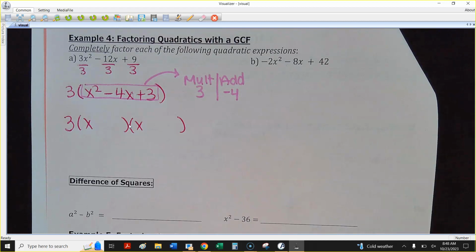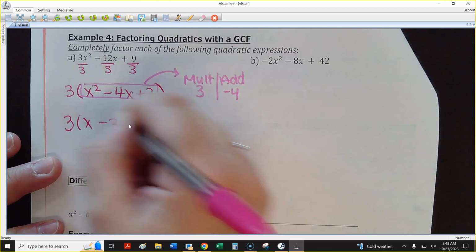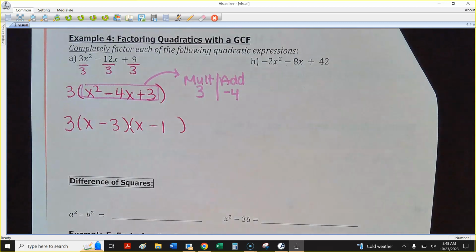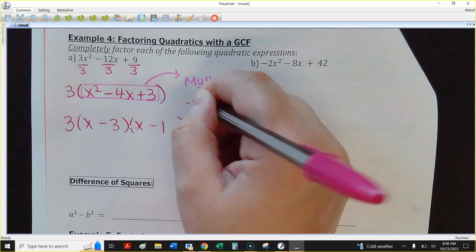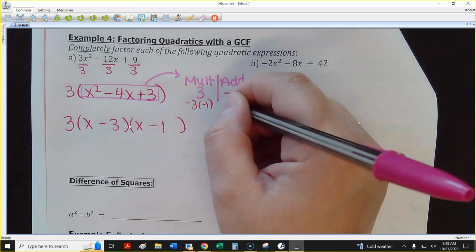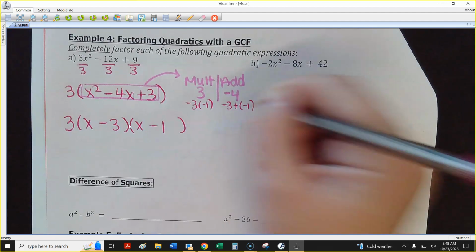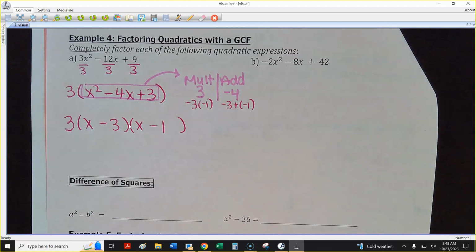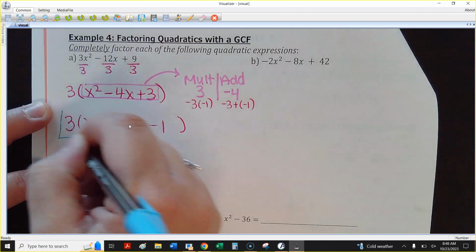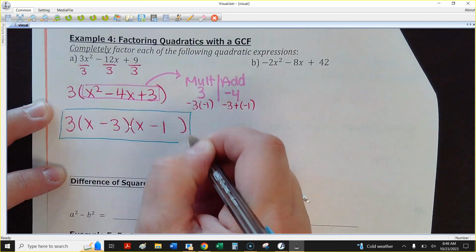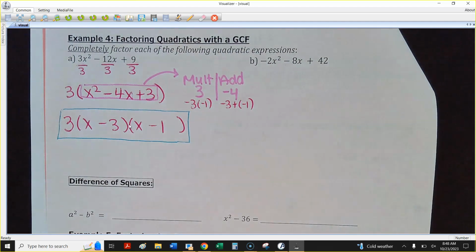What do you think? Yes, awesome. Okay, so negative 3 times negative 1, right? And you don't have to write this, but negative 3 times negative 1 is positive 3. Negative 3 plus negative 1 is negative 4. So when I write my answer, I do need to include that greatest common factor in the front of it. Otherwise, we should be able to multiply this back out with a FOIL or box and get the original problem. So I do need that 3 in front of there.